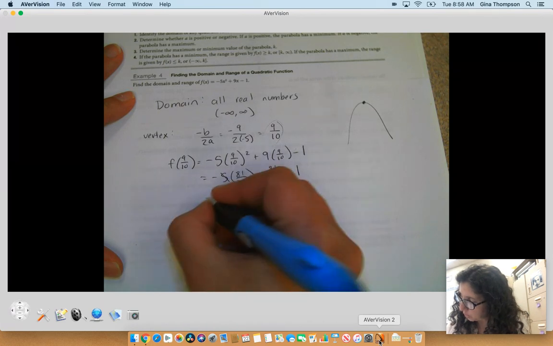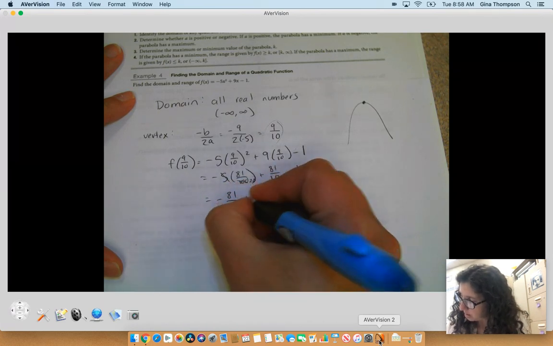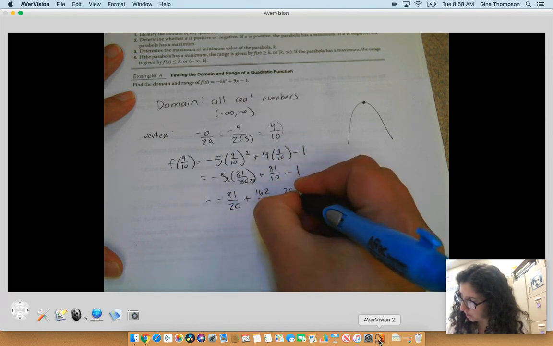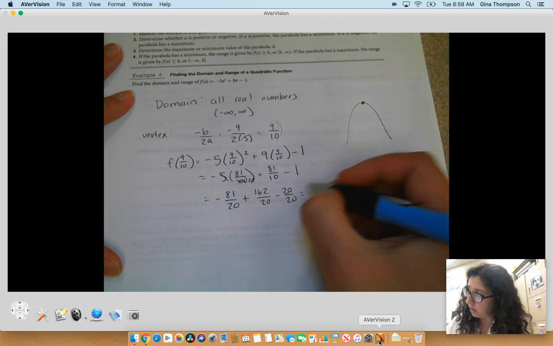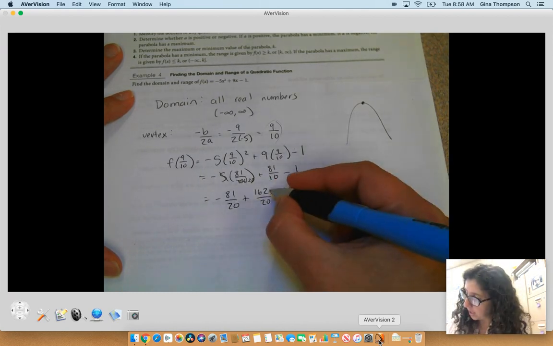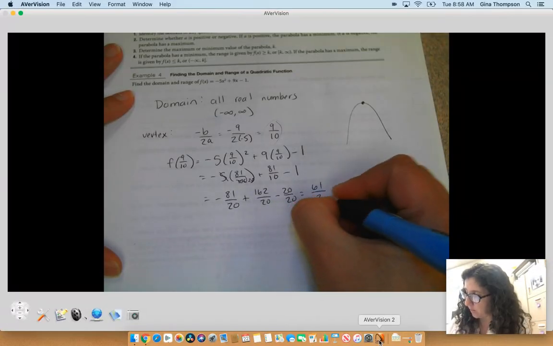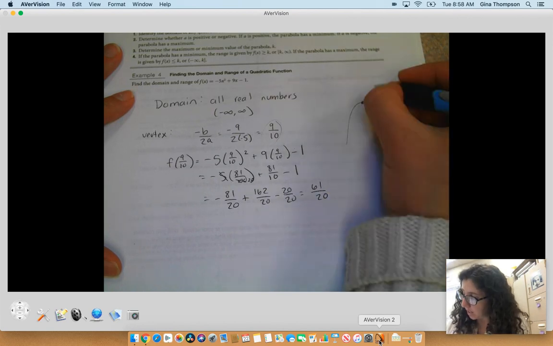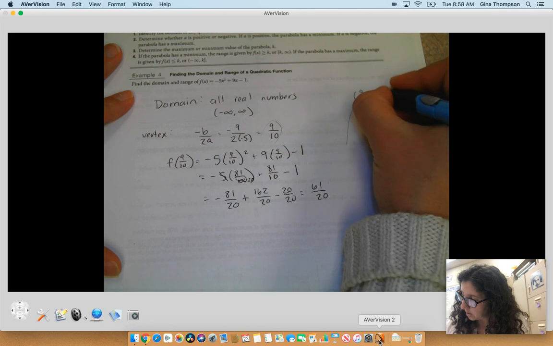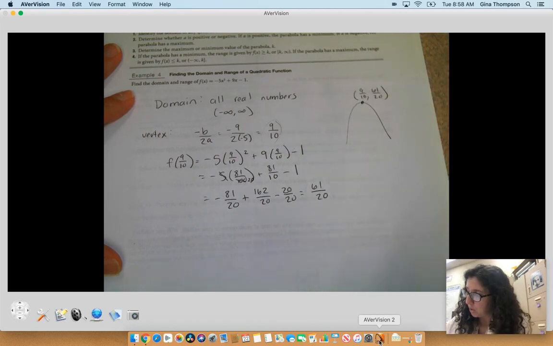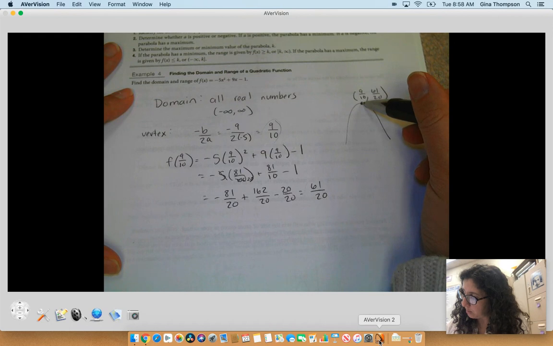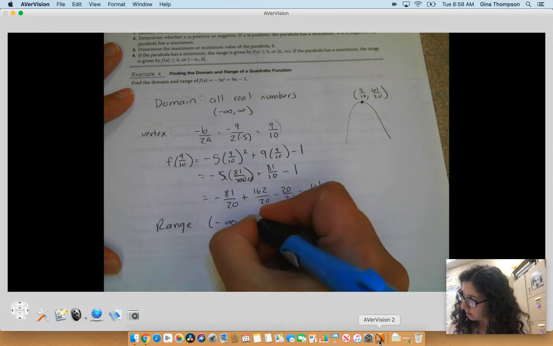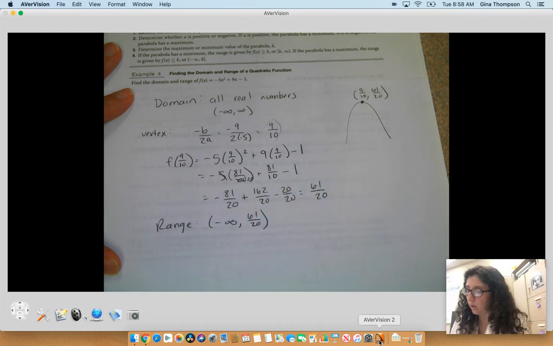Write that as 20ths, so minus 81 twentieths plus 162 twentieths minus 20 twentieths. Normal person would use a calculator. Minus 81 plus 162 is 81, minus 20 is 61 twentieths. So that is what? That is the y value of the vertex. This vertex happens at 9/10, 61 twentieths. So what is the range? The range is going to be negative infinity up to 61 twentieths, the y value of the vertex.